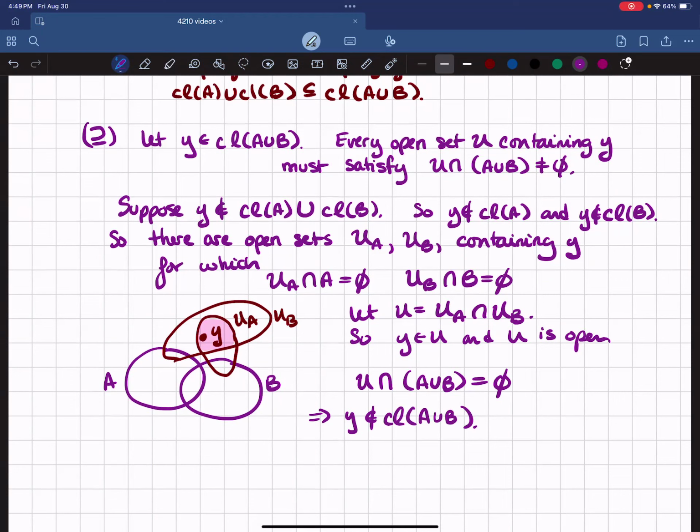But I started this proof by saying that Y is in the closure of A union B, and then I found that it's not in the closure of A union B. And so that is a contradiction. And what did I assume to start this proof by contradiction? I assumed that Y was not in the closure of A union the closure of B. So therefore, Y must be in the closure of A union the closure of B.